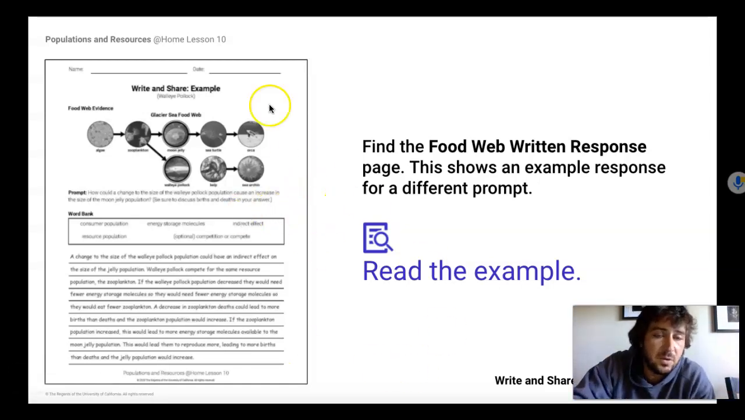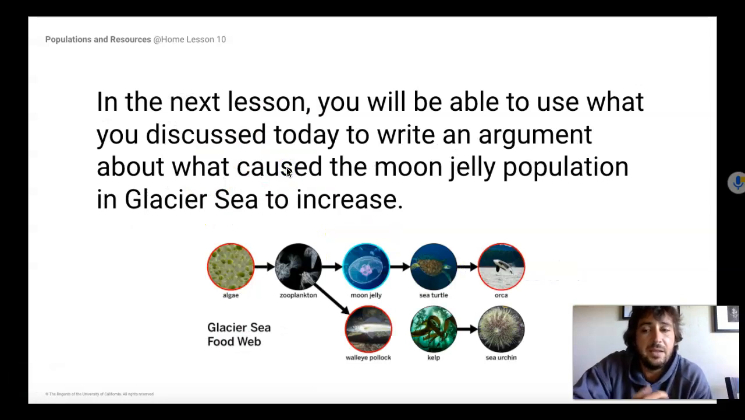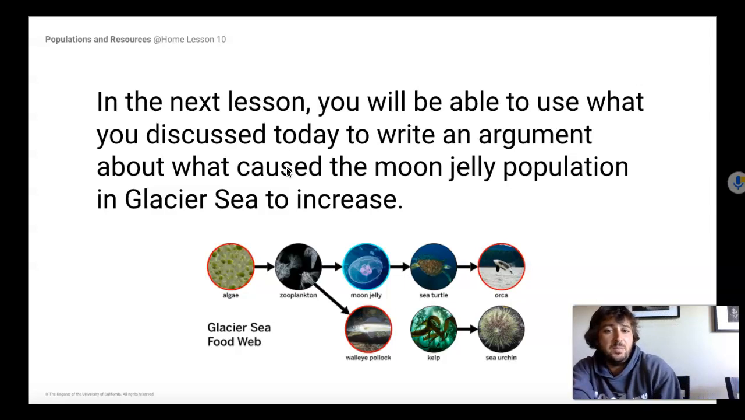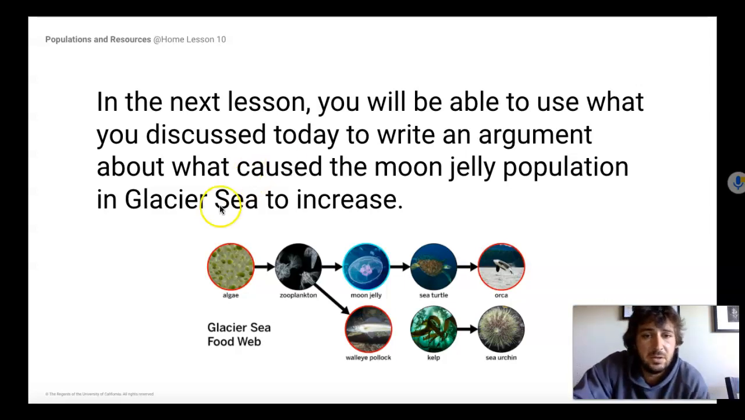But once you get done with the quiz, you are going to work on slide 7 and answering that question. And then the next lesson, we're going to look at really just going deeper into looking at all these different populations, collecting more evidence and seeing how this goes.